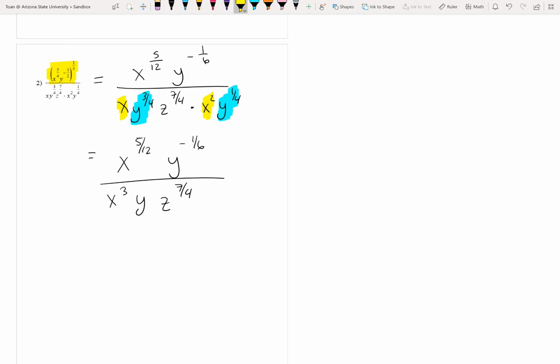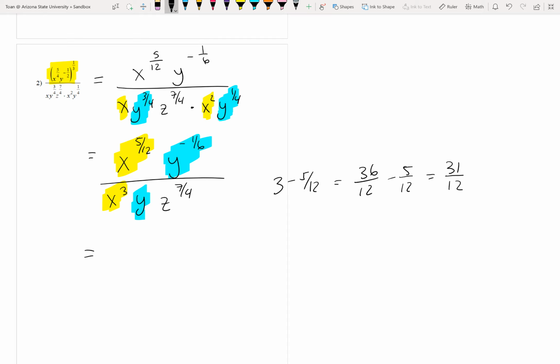Then last but not least, use the division property, the quotient property. So I got x is here, and y is here. Again, technically you're supposed to do top minus bottom, but I'm going to do big minus small. So for the x's, I know 3 is bigger, so I'm going to do 3 minus 5 twelfths, which is 36 twelfths minus 5 twelfths, which is 31 twelfths. And since the bigger exponent was on the bottom, my answer of x to the 31 twelfths goes on the bottom.